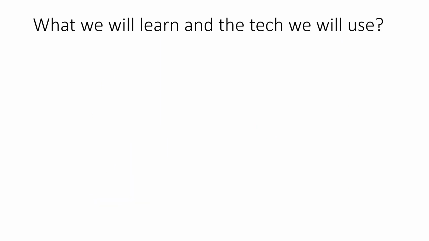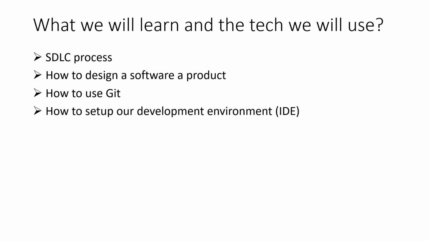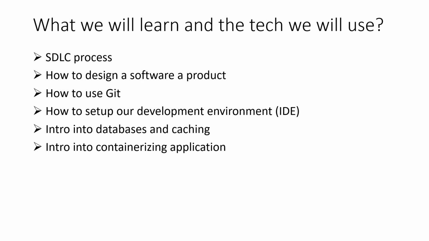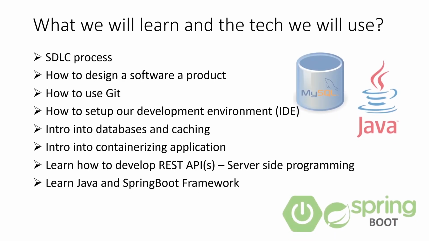So what are we going to learn doing this? We will learn the software development lifecycle. We will learn how to design our software product and what are some of the factors we should consider when designing a product. We will learn the importance of Git and how to use it. We will learn how to set up our development environment. We will get an intro into databases and caching, and also how to containerize our application. We will also learn how to write REST APIs or learn server-side programming. And we are going to be using Java and Spring Boot framework in developing our REST APIs.